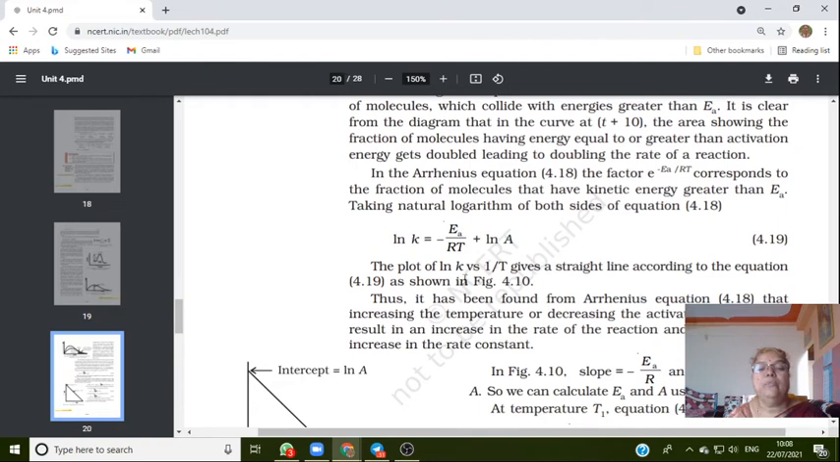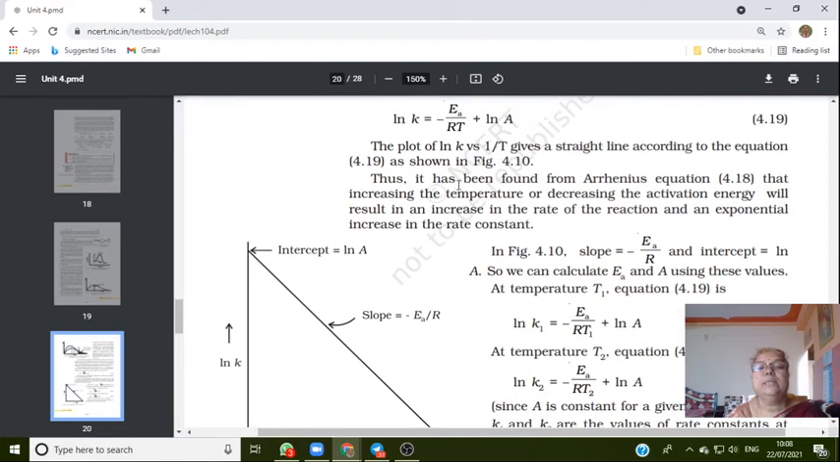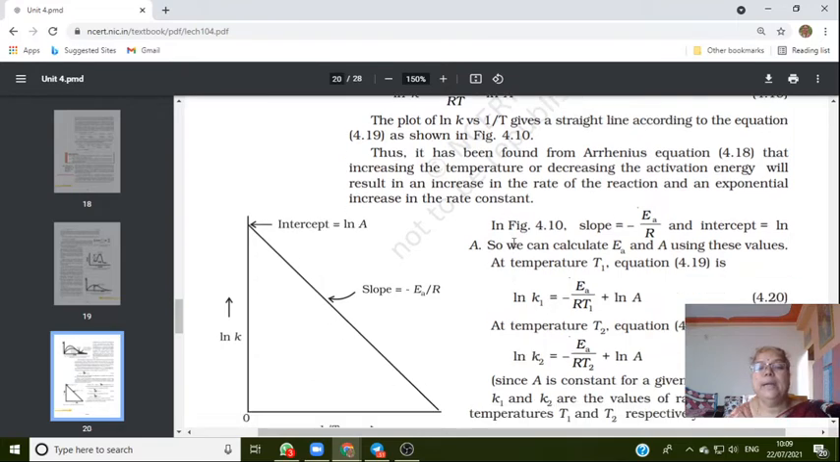Then the plot of ln k versus 1 by T gives a straight line according to the equation. This is the graph of ln k versus 1 by T, and the slope of this line is minus EA by R. Thus, it has been found from the Arrhenius equation that increasing temperature or decreasing activation energy will result in an increase in the rate of reaction and an exponential increase in the rate constant.